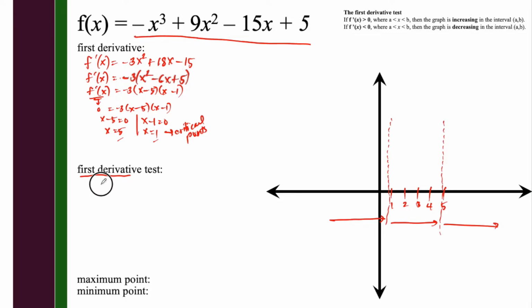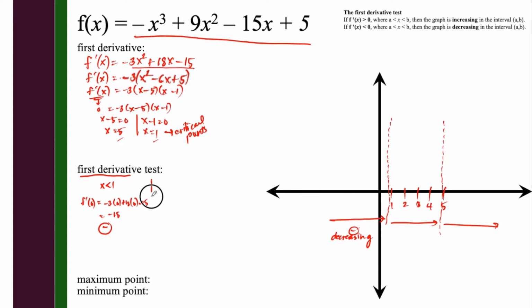So let's start with those values less than 1. So substituting a value that's less than 1, the easiest is 0, on the first derivative. So we have negative 3 times 0 plus 18 times 0 minus 15. So that is negative 15. So that tells us that since the slope of the tangent line here is negative, then the graph is decreasing at this interval.